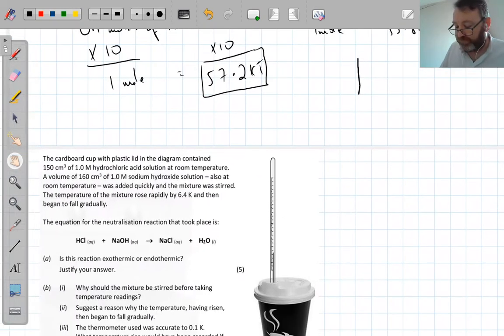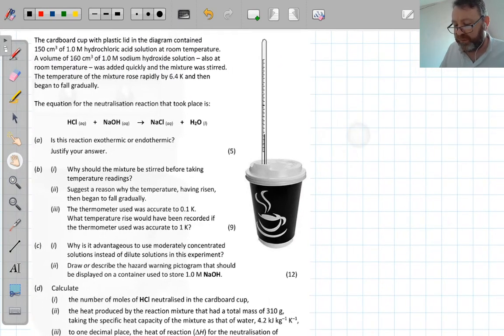Now, next question here. I think this can be either last year or the year before, but it goes through the practical, and that's what I want to do with you. I just want to go through the practical to make sure you understand the theory behind it. The cardboard cup with a plastic lid in the diagram contained 150 centimeters cubed of 1 molar hydrochloric acid. So 150 centimeters cubed of a 1.0 molar HCl. Okay, that's a strong acid and it's monoprotic, so therefore the molarity of the acid will be the same as the molarity of H+. We'll just keep that in our heads.